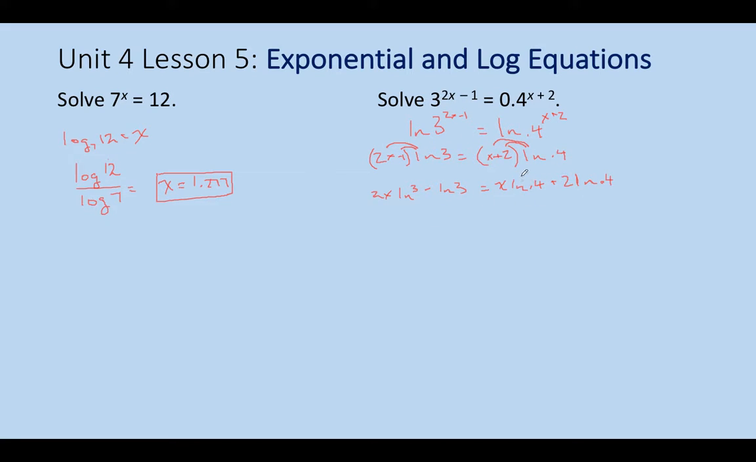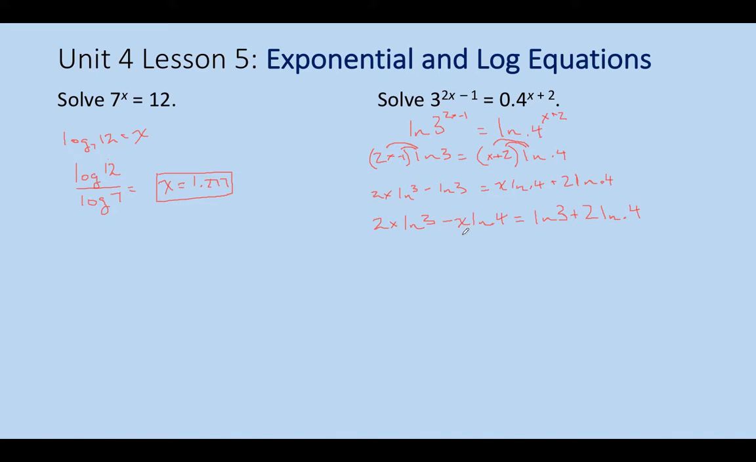So what I'm going to do is put all of the x's on one side. And so when I do that, I would have 2x natural log of 3. So I'm going to add the natural log of 3 and put it on this side. And I'm going to subtract x natural log of 0.4 to put it on this side. So minus x natural log of 0.4 equals positive natural log of 3 plus 2 natural log of 0.4.